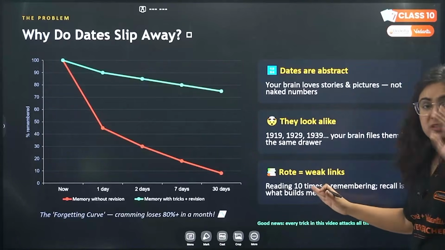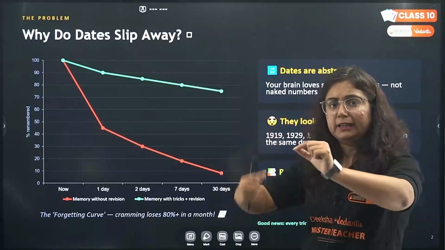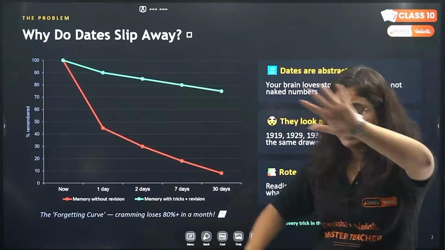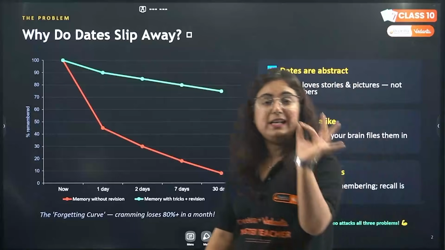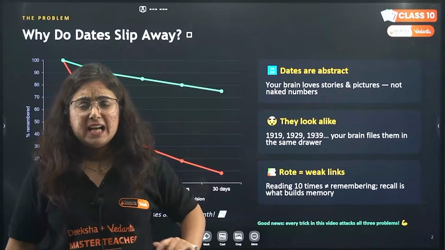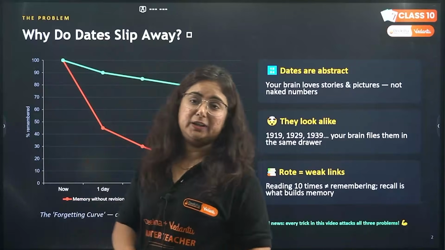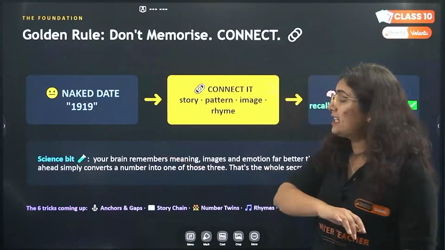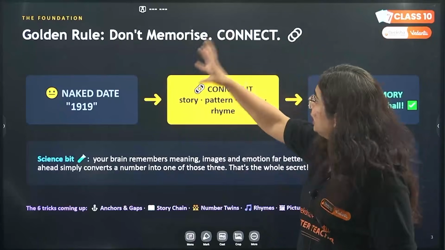Reading a date 10 times, making a list of dates and reading it again and again, thinking that it will be retained in the mind is not at all possible, beta. Recalling is the only method that can build your memory. And what is recalling? Is it different from remembering? Yes, it is actually different from memorizing, and that is why dates just slip. Let's decode the golden rule.